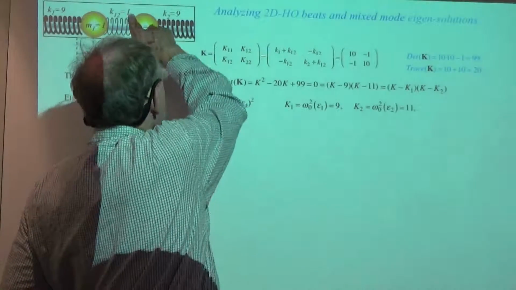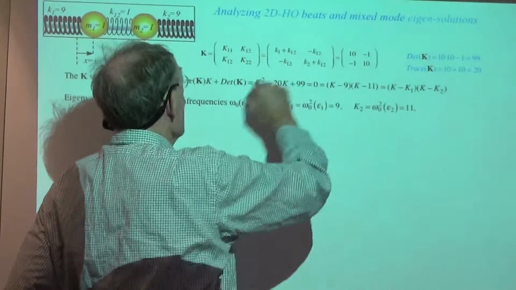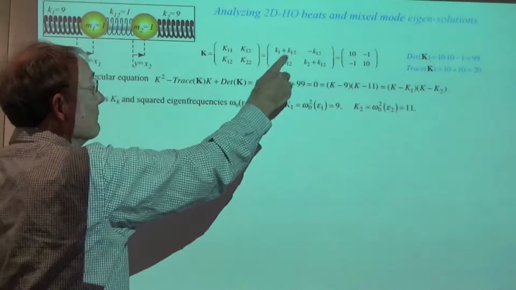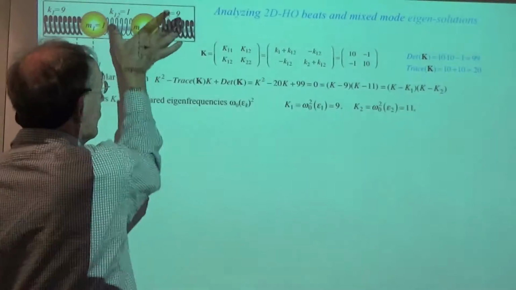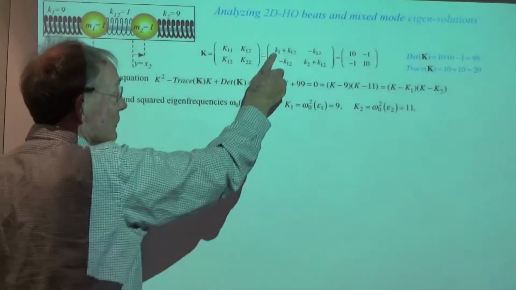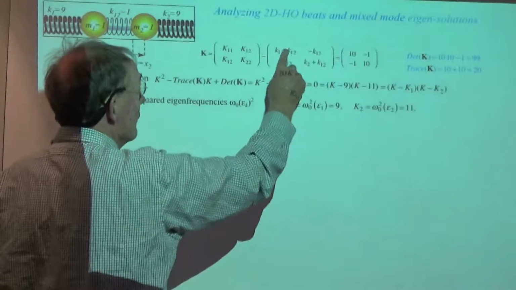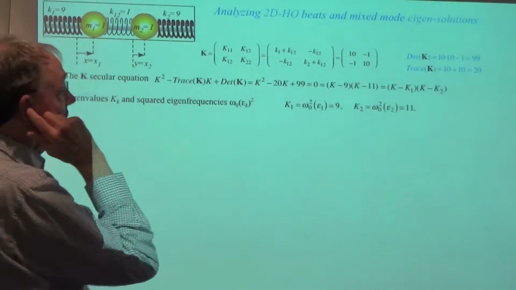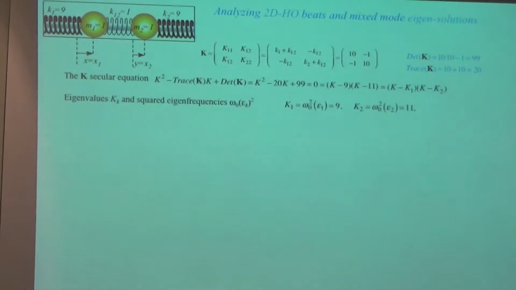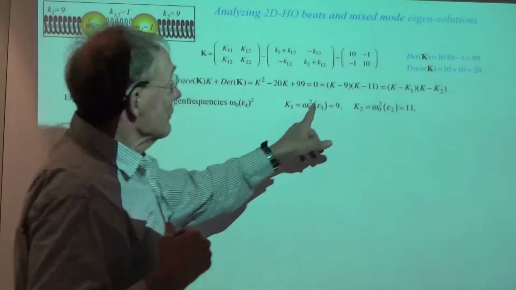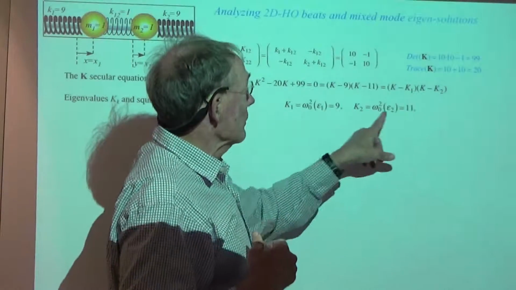So we got a 1 here for the coupling, and then we've got K1 plus K12. Remember how those two add up to make the diagonal term. And it's the same for both. 1 plus 9 is 10. So it's these eigenvalues that we're going to get.